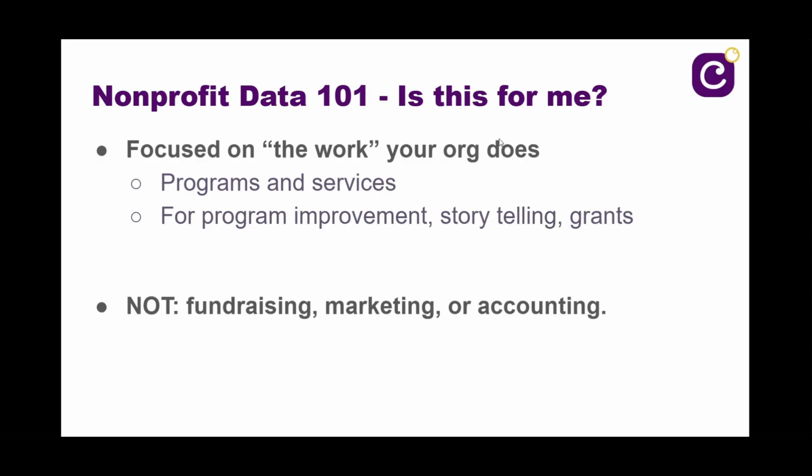Now, this content is focused on program data. We're focused on, quote-unquote, the work that your organization does, the programs and services. In this world, we hear jargon about programs, services, outputs, outcomes, demographics, impact, duplicated and unduplicated, and lots more. We are focused on that. How do we track our work? How do we analyze that data to make our work better? How do we pick out and describe data for donors and grants?